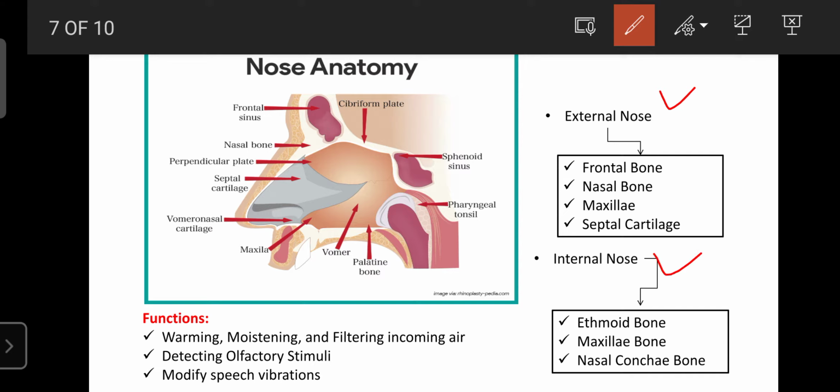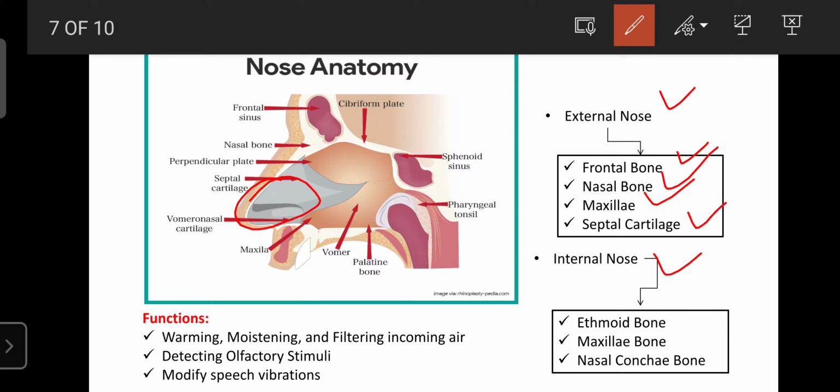So the external nose is formed with the help of the frontal bone, nasal bone, and maxillae, and these bones are joined together with the help of the septal cartilage. So these four components are responsible for the formation of the external nose.